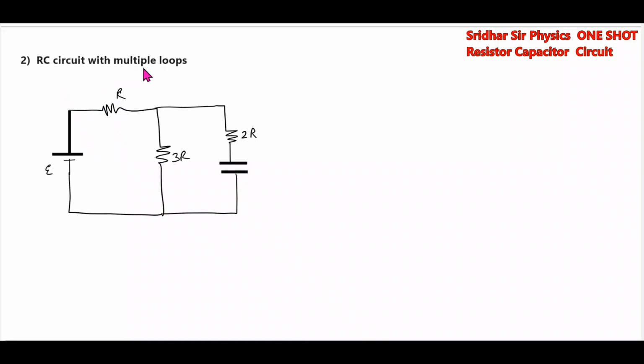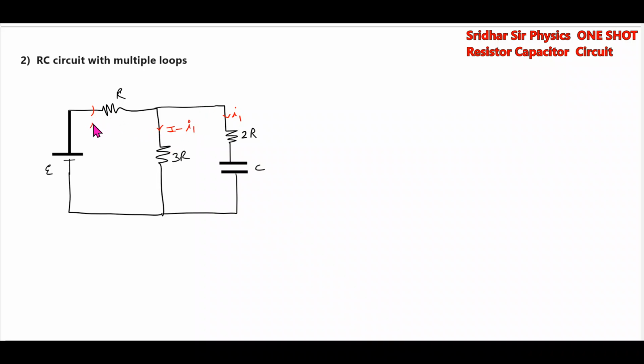We have this RC circuit with multiple loops. There is a cell, resistors 3R and 2R, and there is a capacitance C. Initially, the capacitor is not charged. Now we have to calculate the charge across the capacitor at any time and the current in all the branches. So what are the methods? We'll assume the current here. Let it be I1. The main branch current, let it be I. Here, I minus I1.